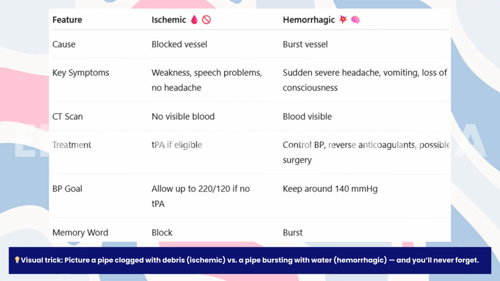Here are some quick differences based on their cause, the symptoms, what we can see on a CT scan, the treatment for each condition, the blood pressure limits to manage, and a keyword to tell them apart. A visual trick is to picture a pipe clogged with debris, which means ischemic, versus a pipe bursting with water, which means hemorrhagic, and you will never forget again.